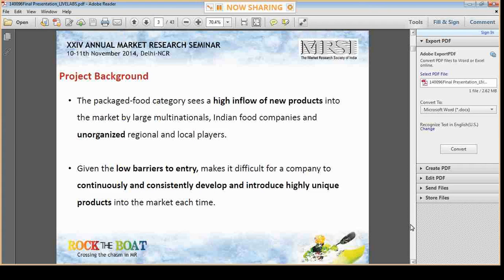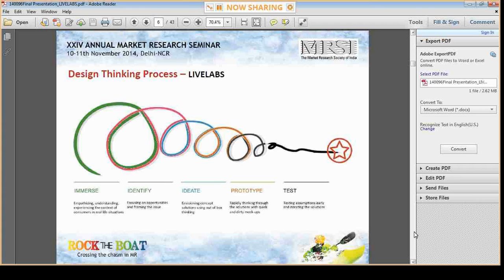Are you able to see now? Yes, everybody is able to see. Can you please move to slide number 6, Jones? Yeah, I'll do that.